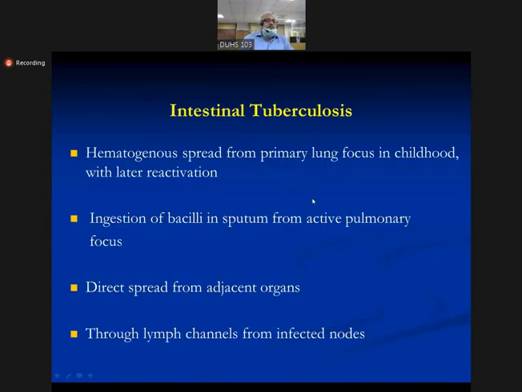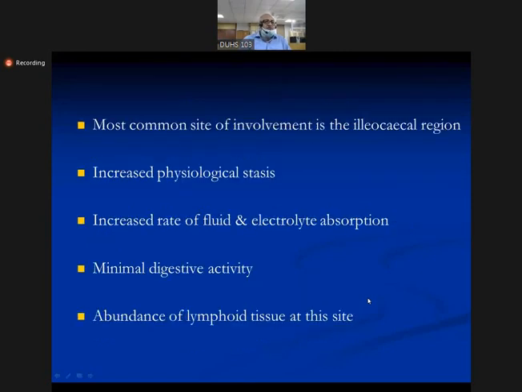Then we have intestinal tuberculosis. Intestinal tuberculosis is fairly common in Pakistan because tuberculosis is common in Pakistan. The intestinal tuberculosis basically has its origin in the lungs. The primary focus had been in the lung, the childhood tuberculosis, which basically caused seeding of the intestinal walls, and later it becomes activated and appears as intestinal tuberculosis. So this is another cause of inflammatory bowel disease.